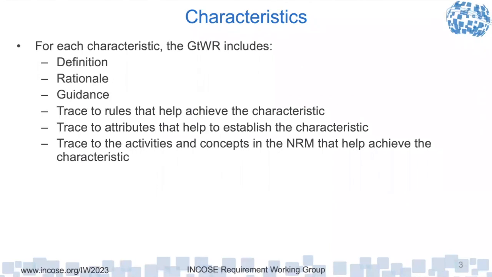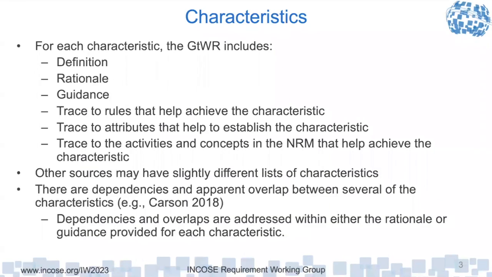And then a big change from past versions of the Guide for Writing Requirements is this trace to activities concept of the needs and requirements manual. In doing that tracing, I listed the paragraph numbers in the manual, but there's analogous paragraphs in the guide to needs and requirements. That's a new thing. So we're saying that to achieve the characteristics, the rules help, but they're not sufficient. They're necessary, but not sufficient.